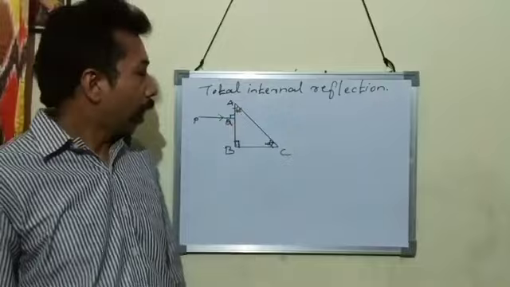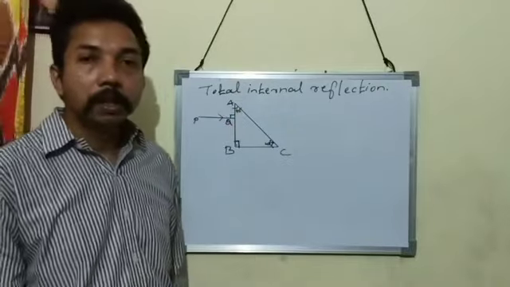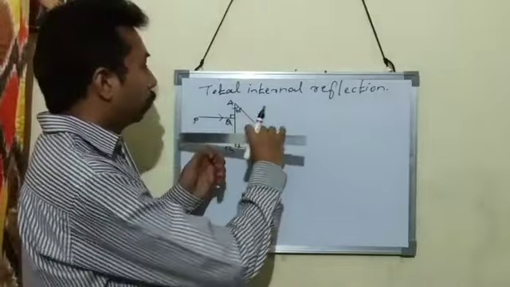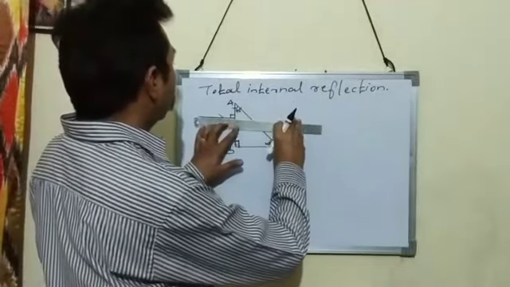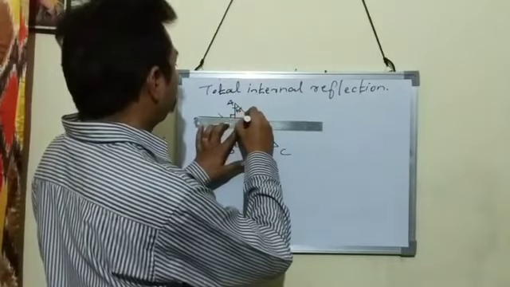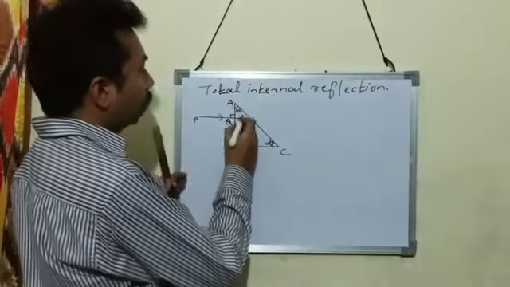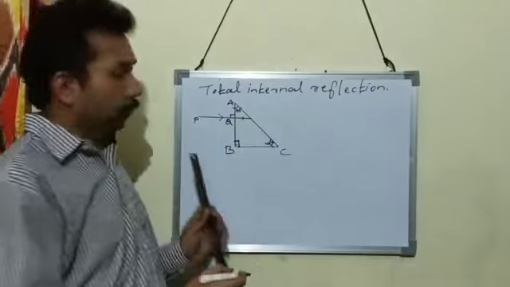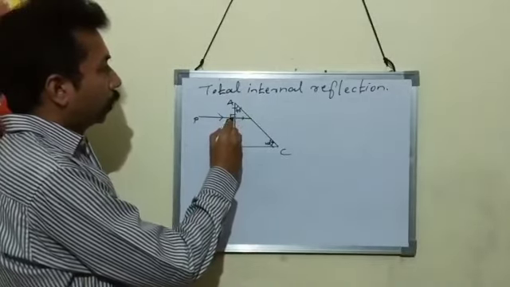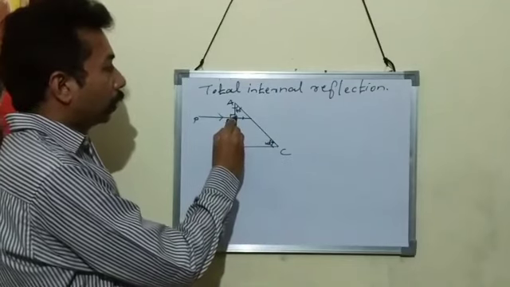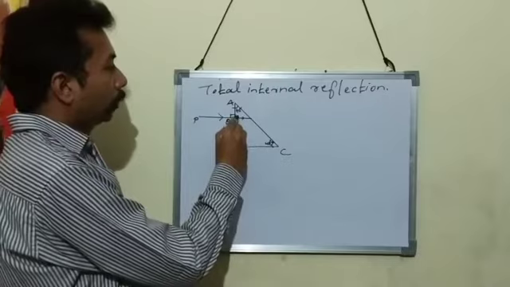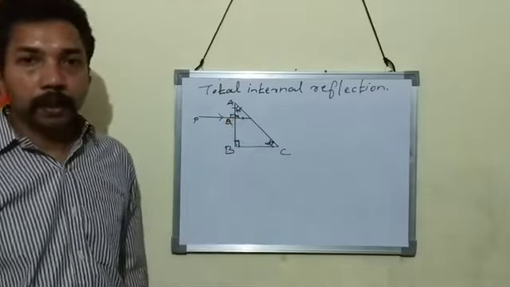Then what will happen on the surface AB? Since it comes normally, it will pass undeviated. So what is the magnitude of this angle? By the straight line angle, this is 90 degrees, so this angle will come as 90 degrees.